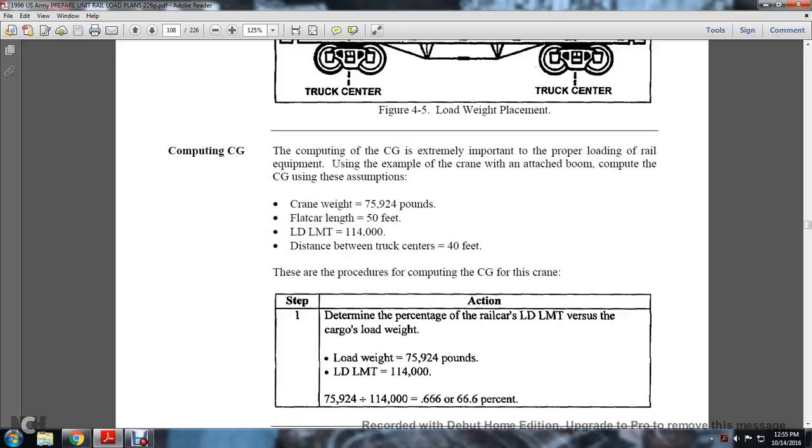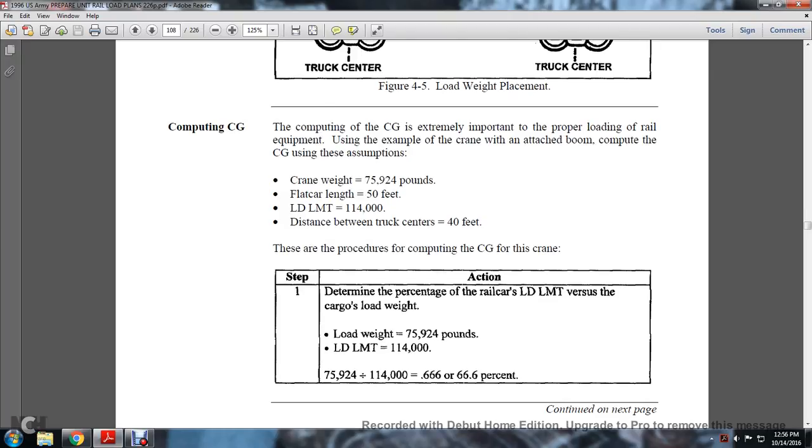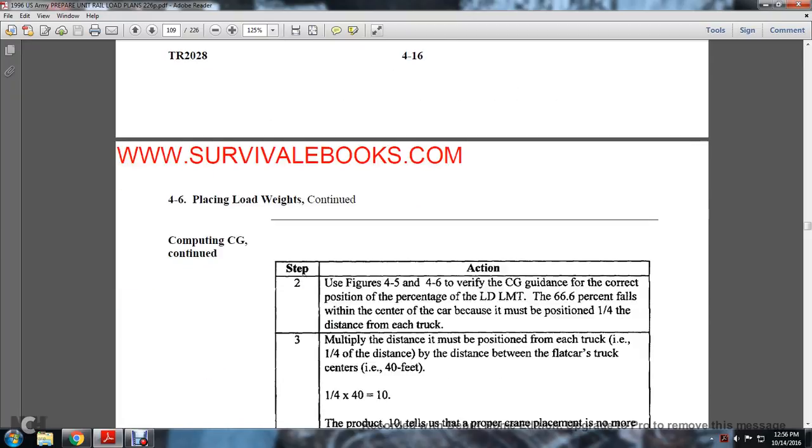The flat car is 50 feet long with a load limit of 114,000 pounds. The distance between the truck centers is 40 feet. The procedure for computing the center of gravity for the flat car: determine the percentage of the railway car's load limit versus the cargo load weight. The load weight of 75,924 pounds against the load limit of 114,000 pounds is 66.6%, or 2/3.